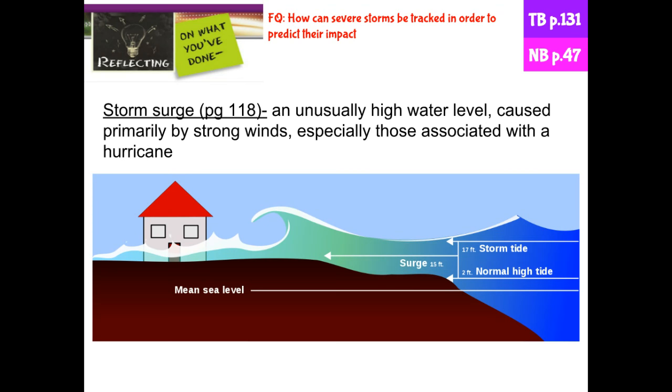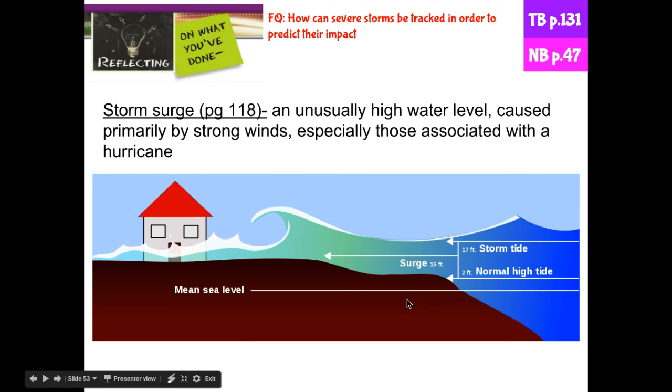So, as you look at the diagram here, you have the tide that factors in the swelling due to the low pressure system. It causes the tide to go abnormally high. And then the storm surge is caused by the wind blowing that bubble of water inland.